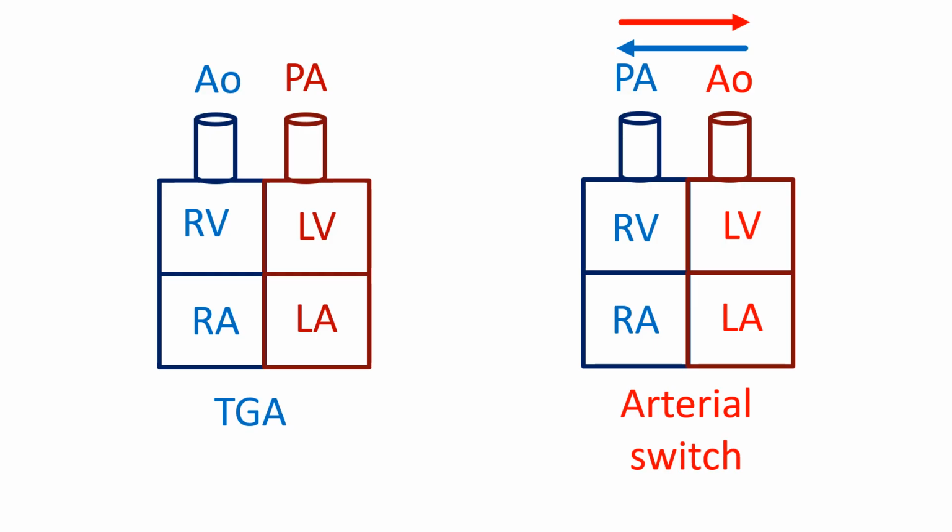In the ideal surgery for transposition of great arteries, known as arterial switch operation, the abnormally positioned aorta and pulmonary artery are switched back to their expected positions. Coronary arteries are also transposed. Arterial switch operation was described in 1975.